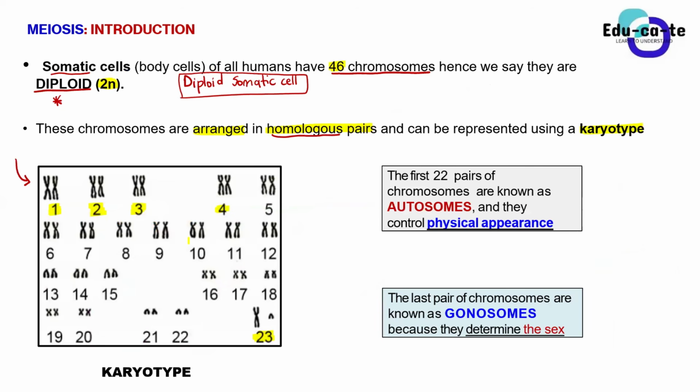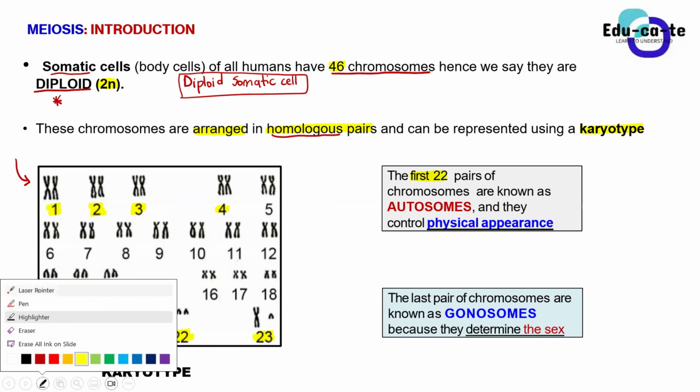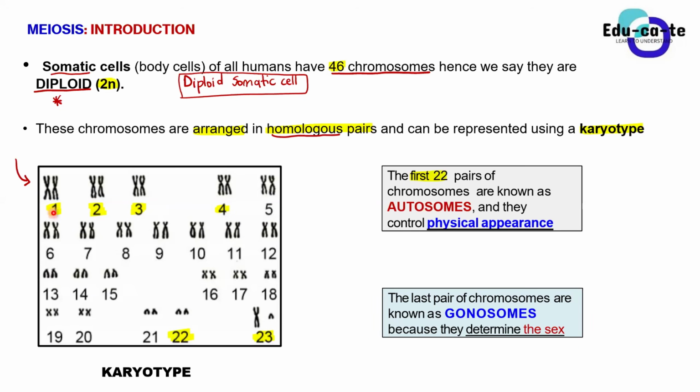Yes, sir. All right. So basically, out of these 23 pairs, the first 22 pairs of chromosomes, so we are talking about from pair 1 until pair number 22. Do you guys see that here we've got 23 pairs in total? And here I'm referring to pair 1 until pair 22. The first 22 pairs of chromosomes, they are known as what? They are known as autosomes.